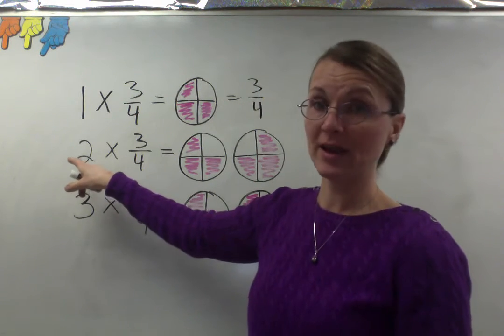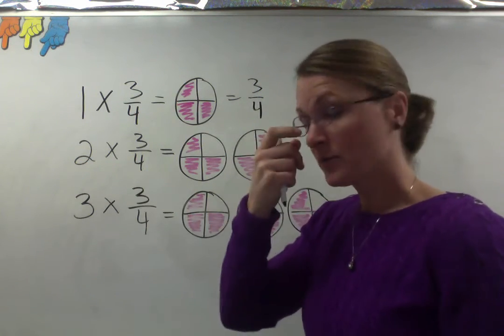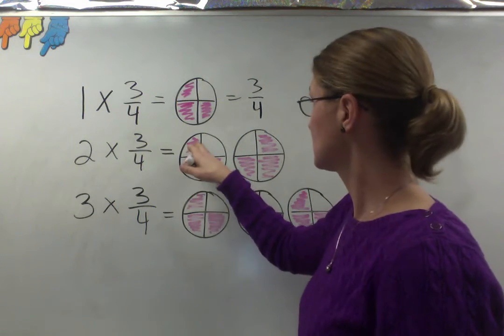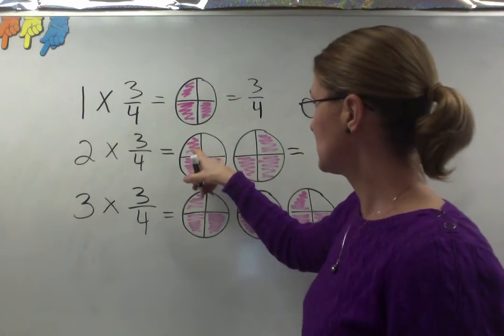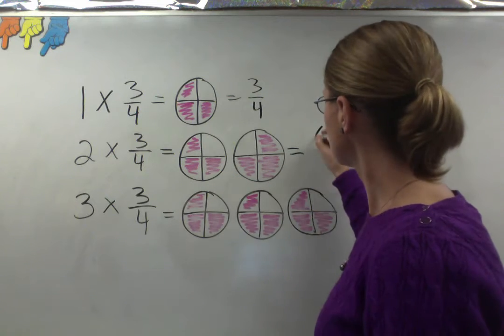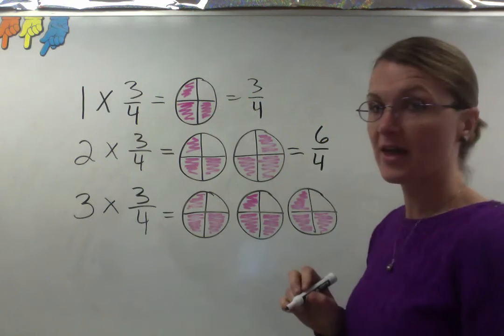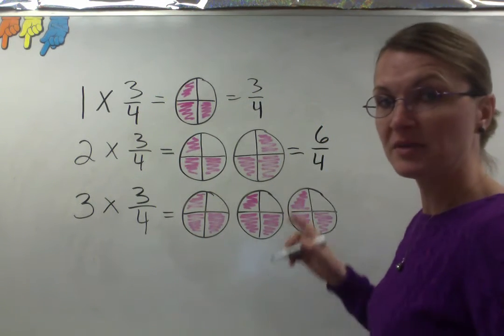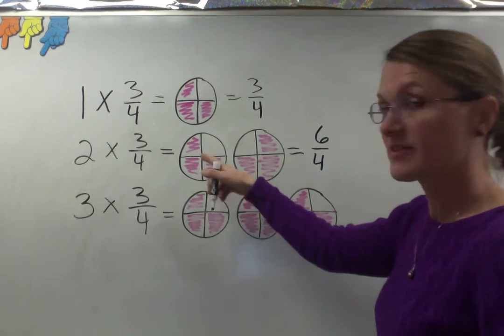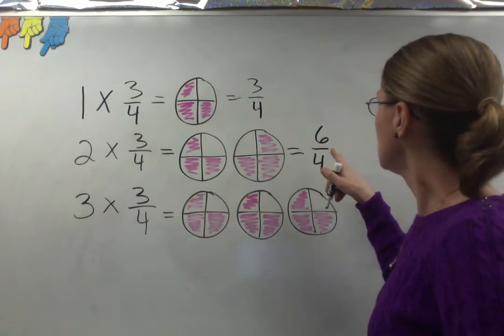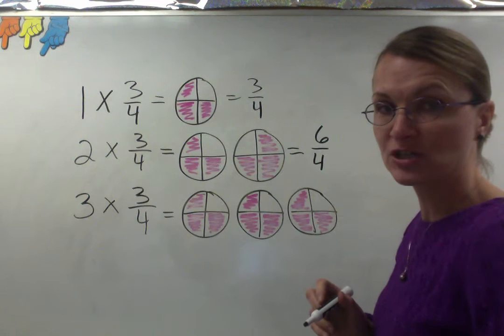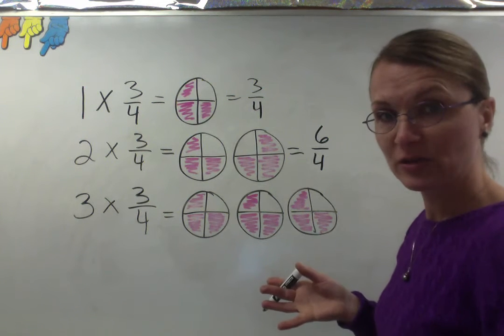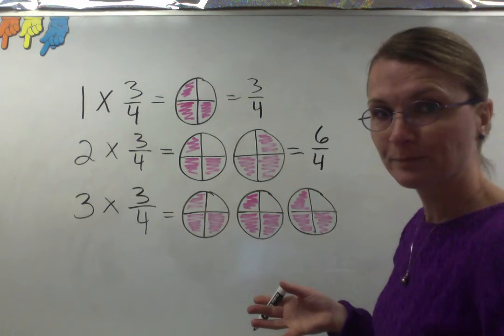So now over here we're going to have 2 times 3/4. So we have two groups of 3/4. So we have 3/4 and 3/4. And what that is going to equal is 1, 2, 3, 4, 5, 6. So we have 6/4 altogether, okay? Because remember, the fourths designates the size of the piece. So now the thing is, 6/4 is an improper fraction. So you always have to put your answer into simplest form.